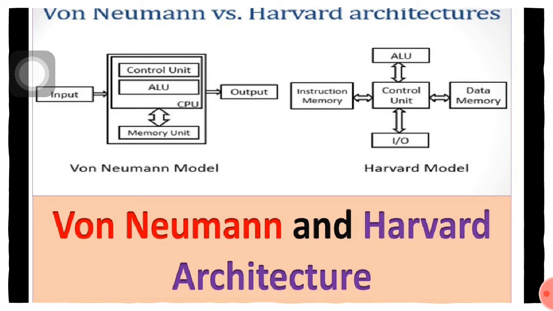And for the Harvard model, on the left side we have instruction memory, and in the middle we have ALU, control unit, and IO. And on the right side we have data memory. So this is an example of von Neumann architecture and Harvard architecture. So that's all. Thank you.